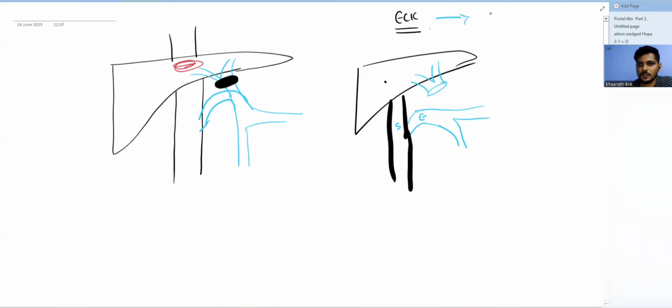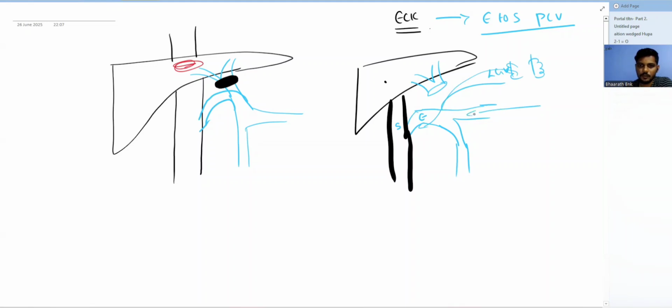So Eck fistula is an end-to-side portocaval anastomosis, right? So we took this. Now what happens? Because the major tributary of this was a left gastric vein, and the left gastric vein used to cause the varices here. Now, because this is decompressed, all of this blood from the varices will flow back into the portal vein.